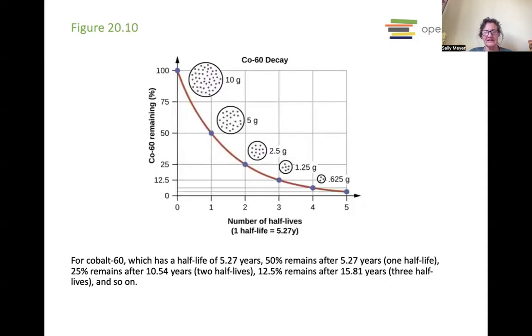This is looking at the idea of half-life. So in our kinetics, we learned that the half-life for a first-order reaction is independent of concentration. So this shows you that the half-life is the same, 5.27 years. After the first half-life, you'd go from 10 grams to 5 grams. After another 5.27 years, you'd go from 5 grams to 2.5 grams. So radioactive decay is always first order.